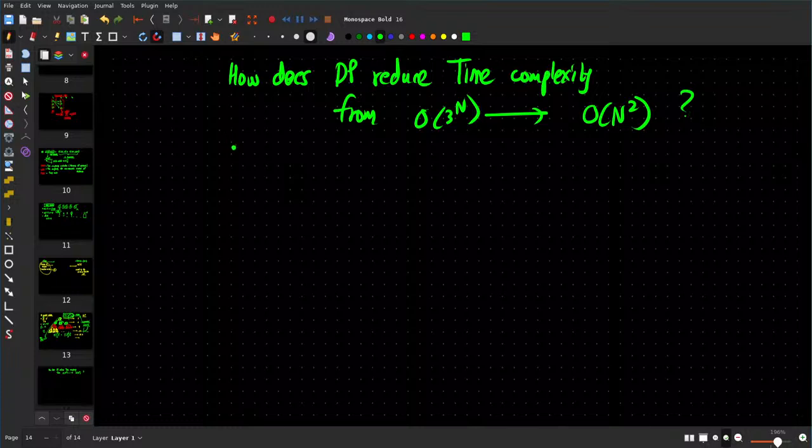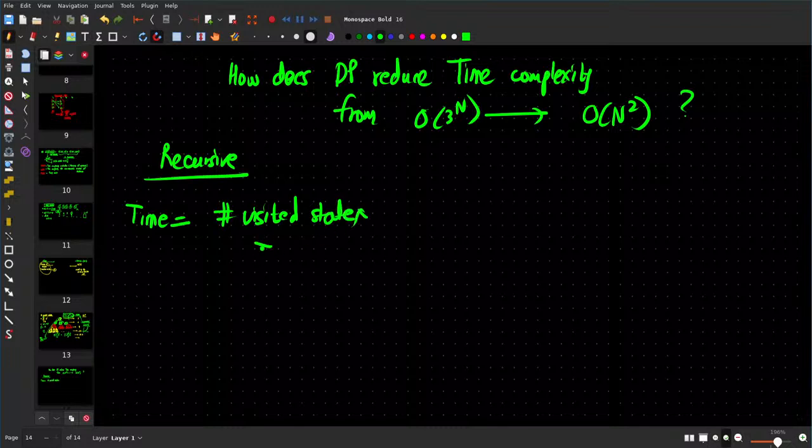What was that magic? Notice that whenever we wrote a recursive function, we said that the time complexity is the number of visited states multiplied by the transition time. And for now, let's say this is constant and we forget about this. So the number of visited states, if you don't memorize, should be 3 raised to n. But what dynamic programming does is it memorizes states.